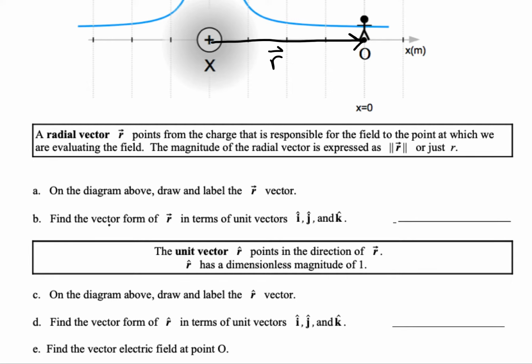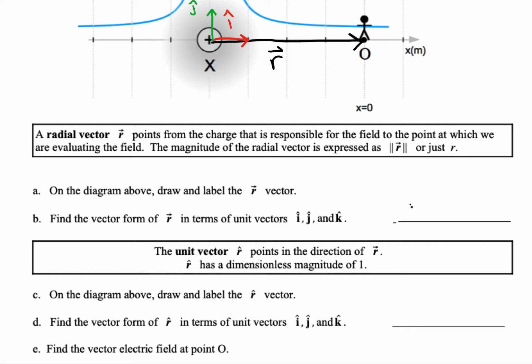Next, we're asked to find that vector in terms of unit vectors i, j, and k. Now, a unit vector of i points to the right, and it has a magnitude of 1. All unit vectors have a magnitude of 1. This is a picture of i hat. j hat would point in the y direction, and it would also have a size of 1. Now, our vector points to the right. It doesn't point up or down. So our vector is not going to involve j hat. It's going to involve i hat.